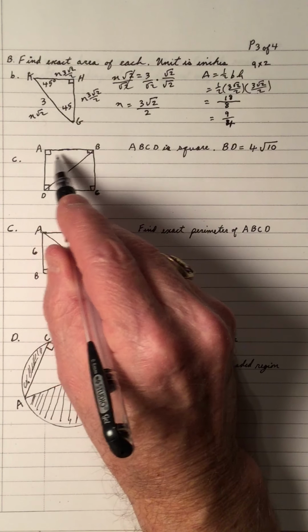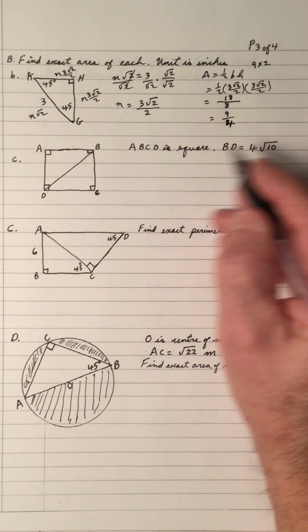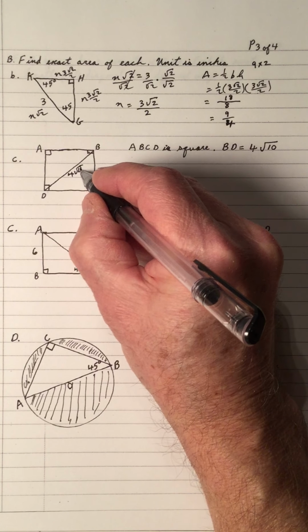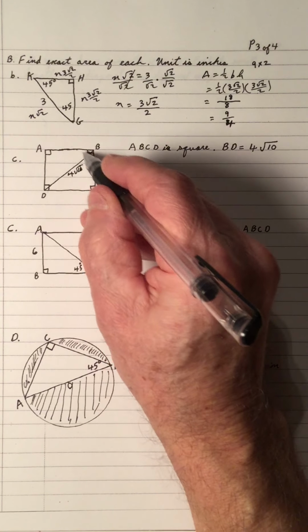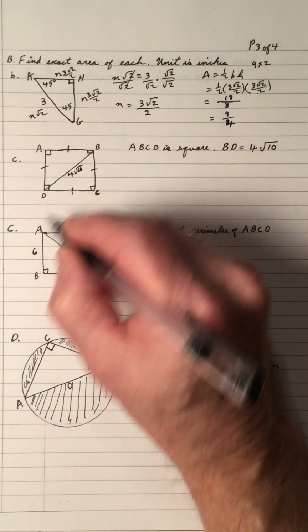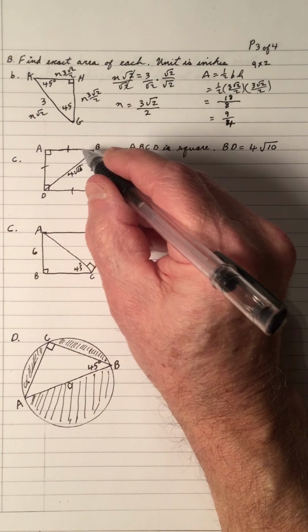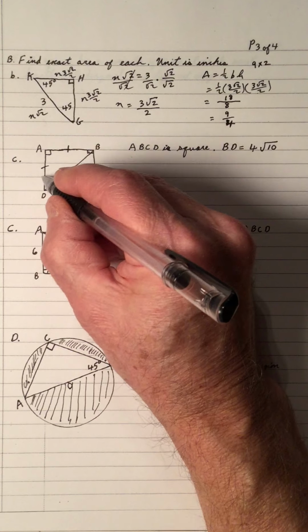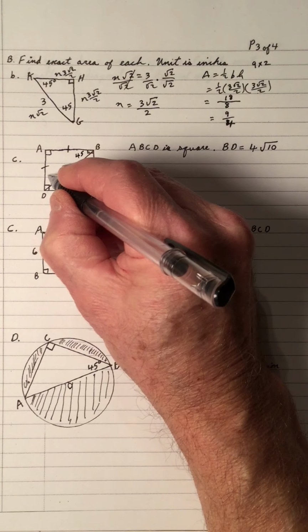ABCD is a square, so this is a square. And BD is 4 root 10. So if this is a square, we have all right angles, which is given, but all the sides are equal in a square. And we need to get the length of the side. So that means that this is an isosceles triangle, 2 sides equal. That means these angles are 45s.